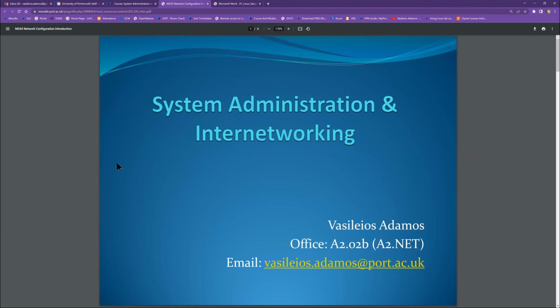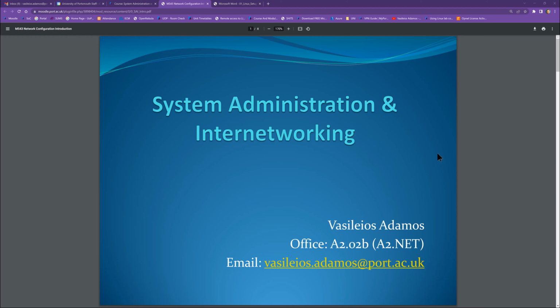So, unit title, System Administration and Networking. My office is in A202B. All of the names of all of the places in the university mean something. So A means Anglesey. The 2 behind it means that I'm on the 2nd floor. The 02 behind it means that it's the 2nd room on the 2nd floor. And the B behind it means that it's the 2nd part of the 2nd room of the 2nd floor. Anyway, yes, that's what it is. So my office is there if you ever need to find me.